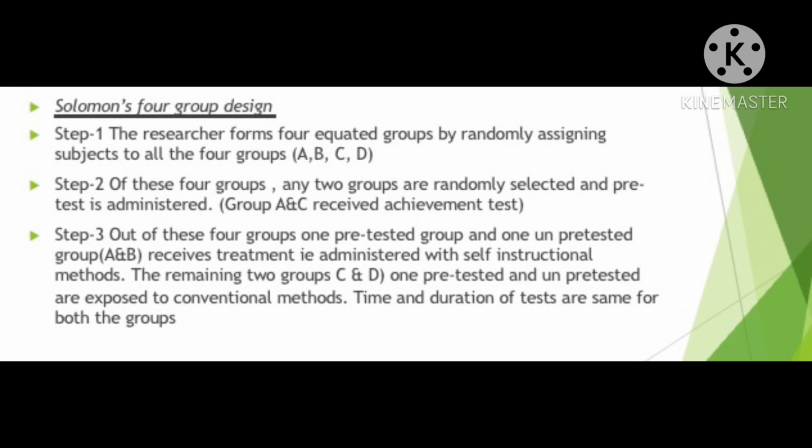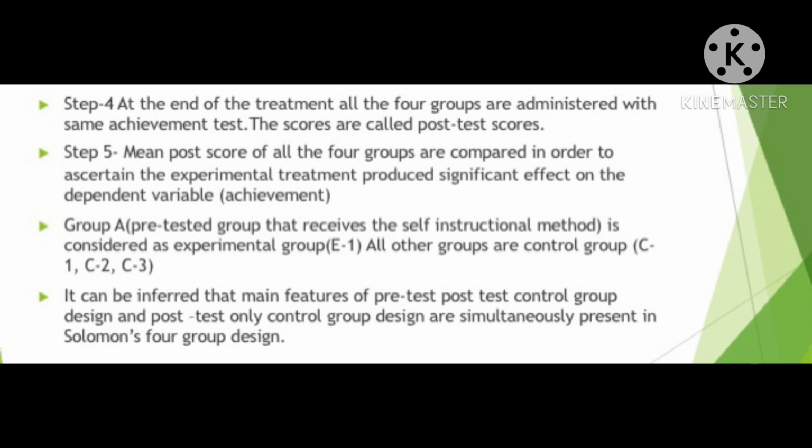The researcher selects these two groups, A and B, and gives the treatment, that is the self-instructional method. The remaining two groups, C and D, one pretested and one unpretested, are exposed to the conventional method. The time and duration of the test are the same as before in both the groups. Then what is the next step? At the end of the treatment, all the four groups are administered the same achievement test. The scores are called post-test scores.